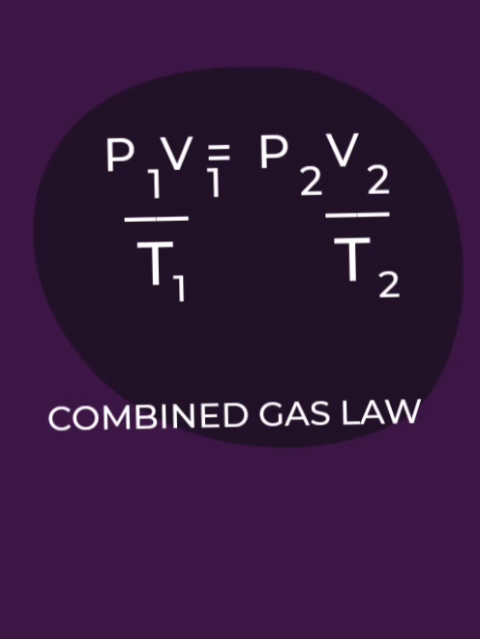Thus, if temperature, volume and pressure of a fixed amount of gas vary from T1, V1 and P1 to T2, V2 and P2, then P1 V1 by T1 will be equal to P2 V2 by T2. This equation is called the combined gas law.